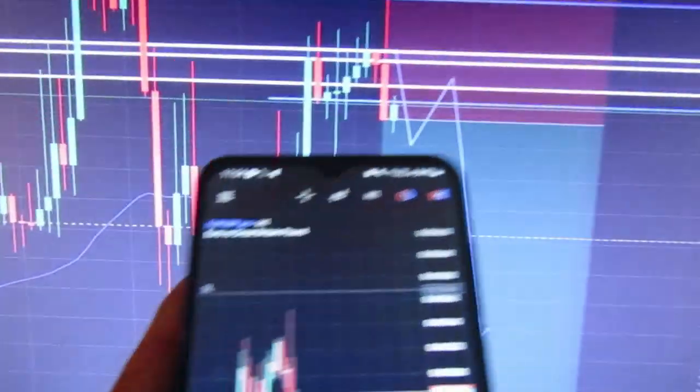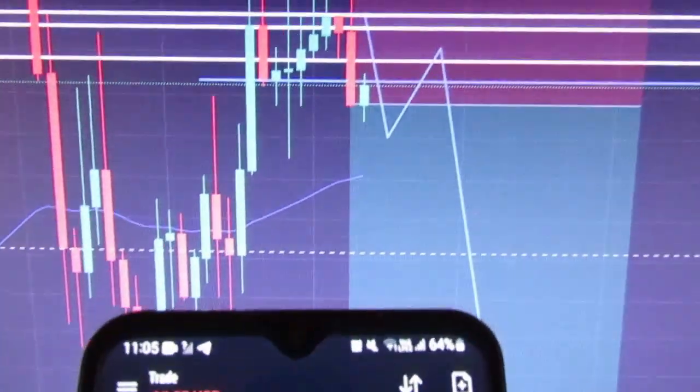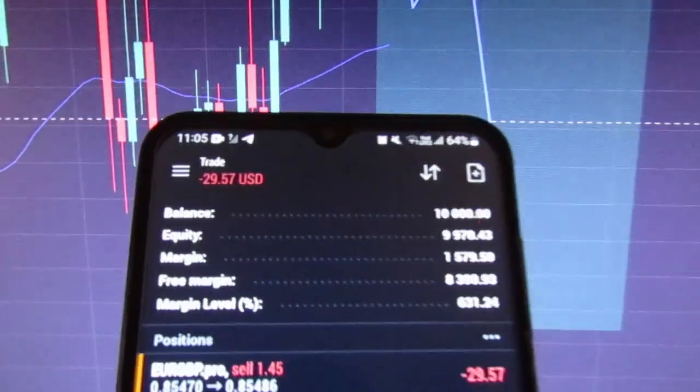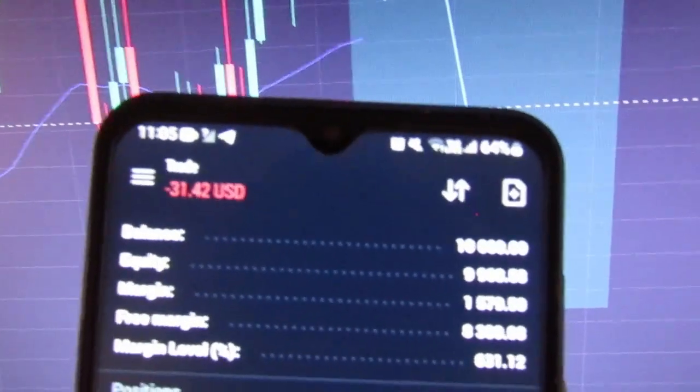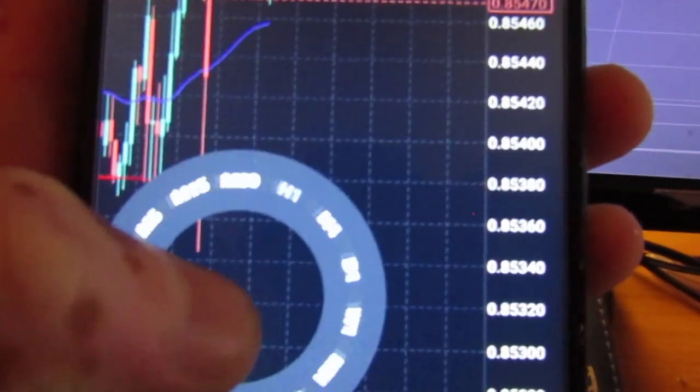So we just entered this trade, guys. Just to show you, we just entered this trade right now with a 1.45 standard lot. So I'm basically risking 2% on this trade, guys, risking $200 on this trade. So yeah, let's see how this trade is gonna go. And my stop loss is already in play. Let me show you. Stop loss is just up there. TP, just so.